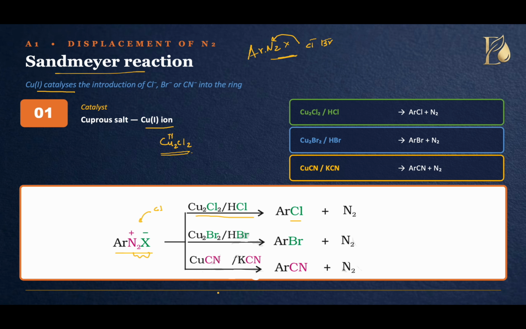This reaction is extremely useful because it allows us to introduce functional groups that are otherwise difficult to add directly into the aromatic ring. Using cuprous chloride and HCl, we get aromatic compounds to which chlorine is attached. Using cuprous bromide and HBr, we can introduce bromine to the aromatic ring. Using cuprous cyanide or potassium cyanide, we can introduce cyanide to the ring. This type of reaction is called Sandmeyer's reaction.